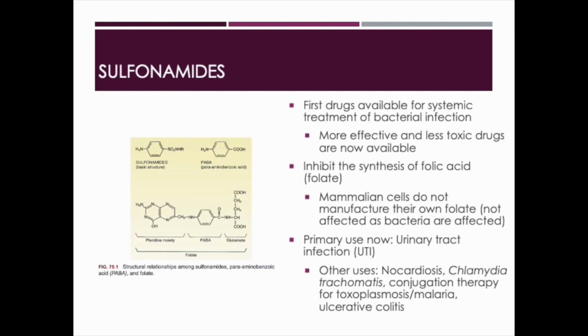Sulfonamides were one of the first drugs that were available for systemic treatment of bacterial infections, and they were introduced in the 1930s. Even though they helped bring down the morbidity and mortality of susceptible infections, once penicillin was on the market and these newer antimicrobial drugs, we haven't been using sulfonamides as much. But despite this, they still have an important role in healthcare, and primarily it's against UTIs.